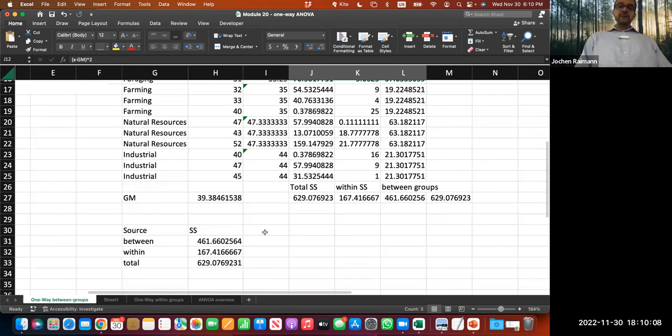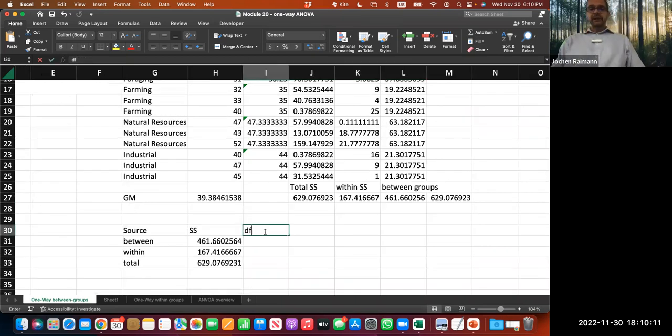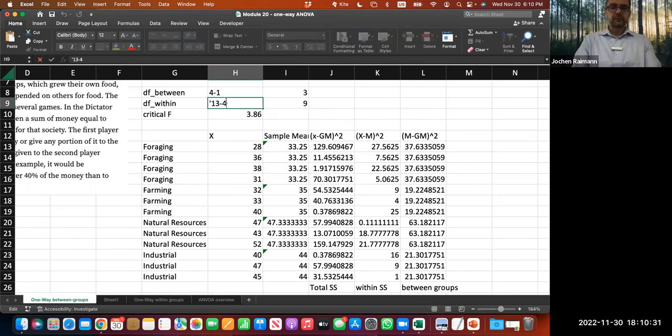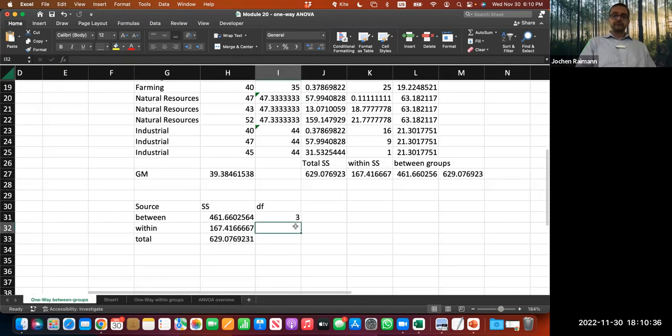So from now on, it's simple, right? So now the last thing we need is degrees of freedom. And we know degrees of freedom between, 4 groups minus 1, is 3. Within, we have 13 entries. Now we have written it down here already. 13 entries minus 1, minus 4 for 4 groups, right? Is 9. Logically, the sum of 9 and 3 is 12, right?